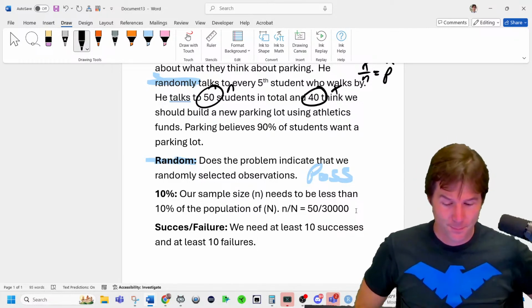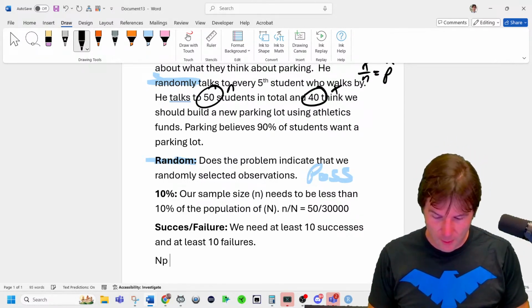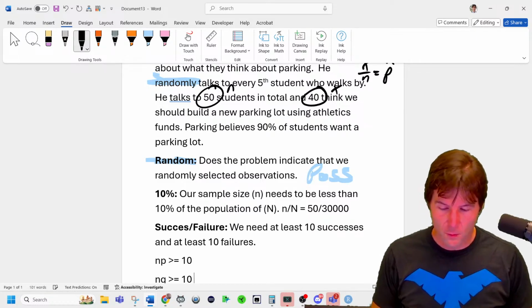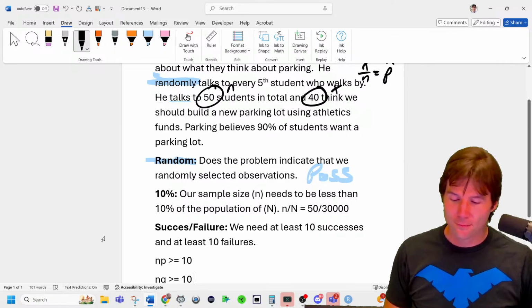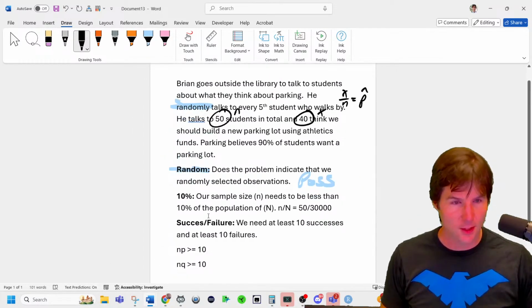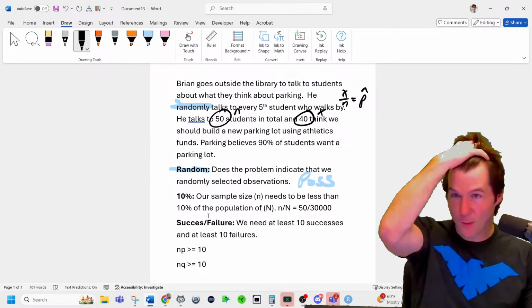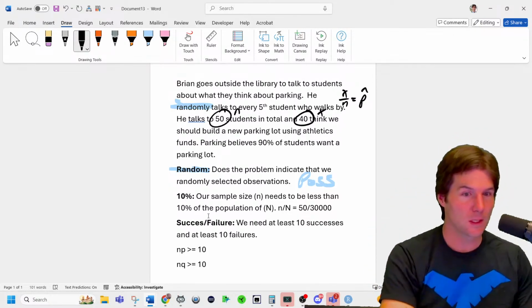Is it met? So for success, failure, you need np greater than or equal to 10 and nq greater than or equal to 10. What do we have to find that's not marked right now? It is not met. I played some games here. That would be the observed. We have to do expected successes and expected failures.